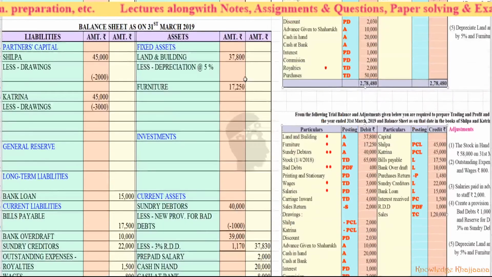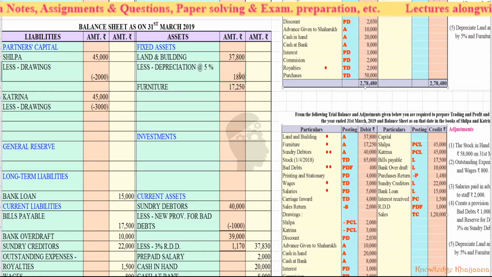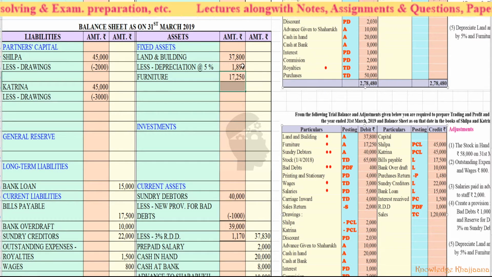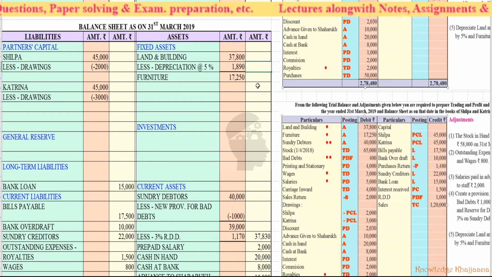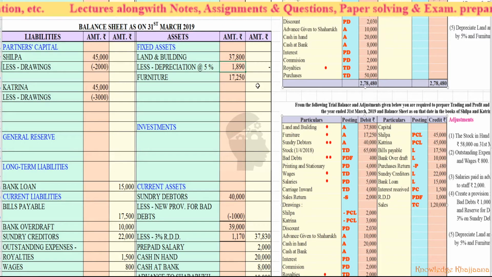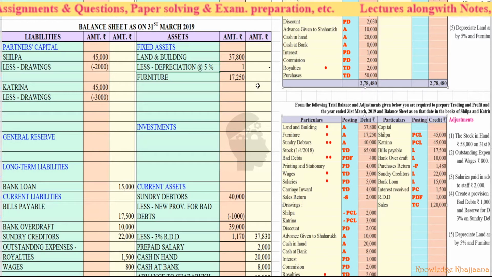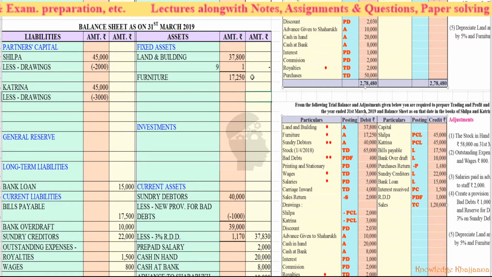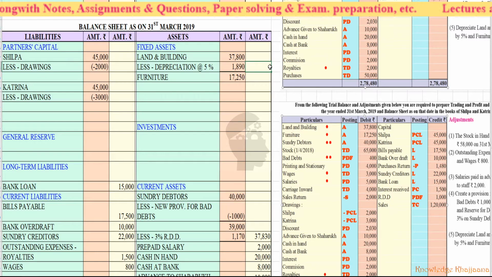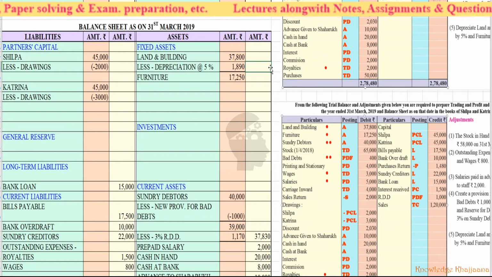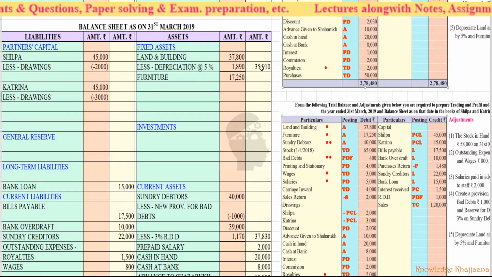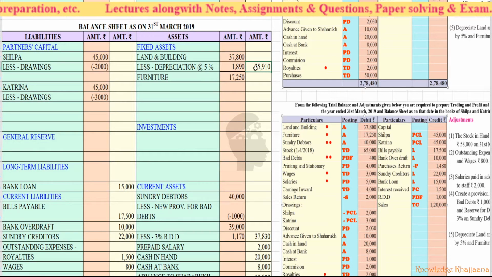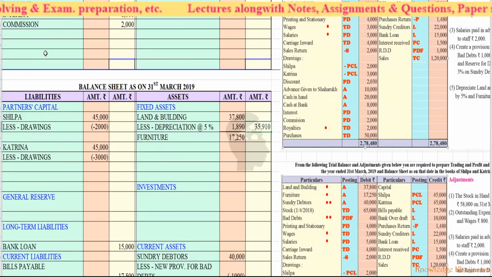So we will deduct that much amount from here, that is 1,890. If we deduct 1,890 from 37,800, how much do we get? Let's see. It is 35,910. That is the amount of land and building after depreciation, the written down value. So we have to write that amount of depreciation in the profit and loss account.